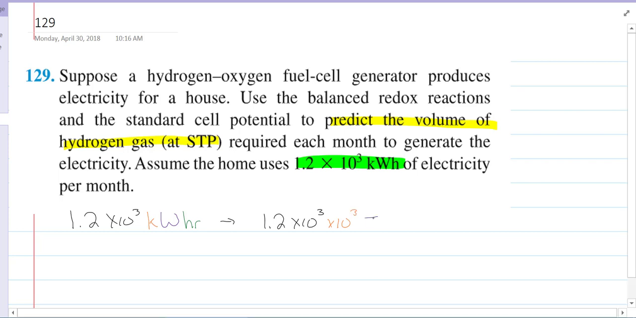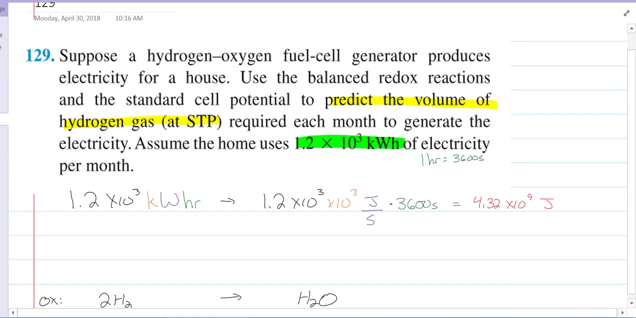A watt is a joule per second. An hour, we know 1 hour is 3,600 seconds, right? 60 minutes in an hour and 60 seconds in a minute. 3,600 seconds. So we multiply that. 1.2 times 10 to the third times 10 to the third times 3,600. I get 4.32 times 10 to the ninth joules. That's the energy required that we need.